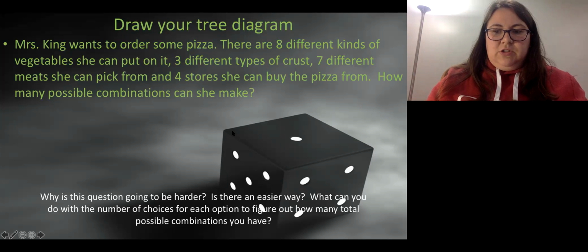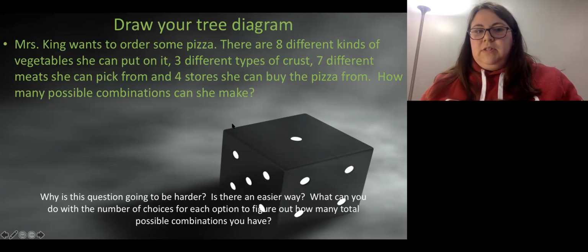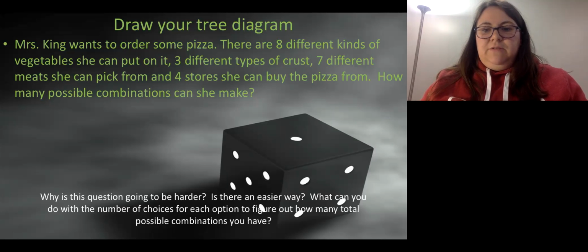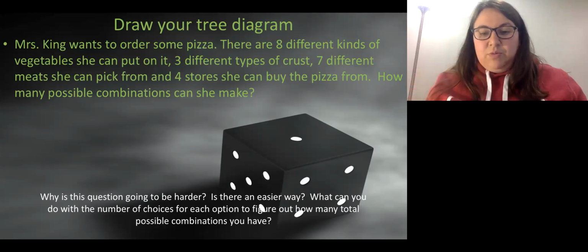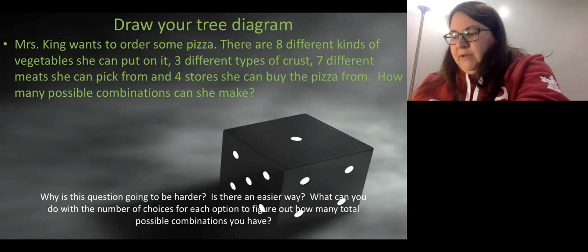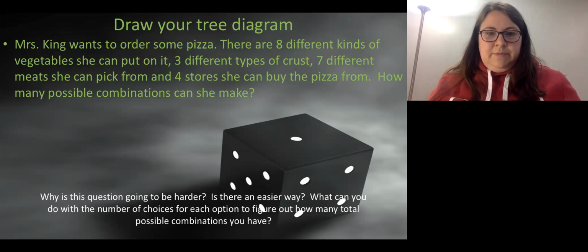So if I asked you to draw a tree diagram for this: Mrs. King wants to buy some pizza. There's 8 different kinds of vegetables she can put on it, 3 different kinds of crusts, 7 different meats, and 4 different stores. How many possible combinations can she make? This would take a really long time to draw a tree diagram. You'd have your brain, and you'd have to make 8 different decisions to start with, and then each of those 8 would have to have 3 different lines coming off of it. And that's going to get crazy.